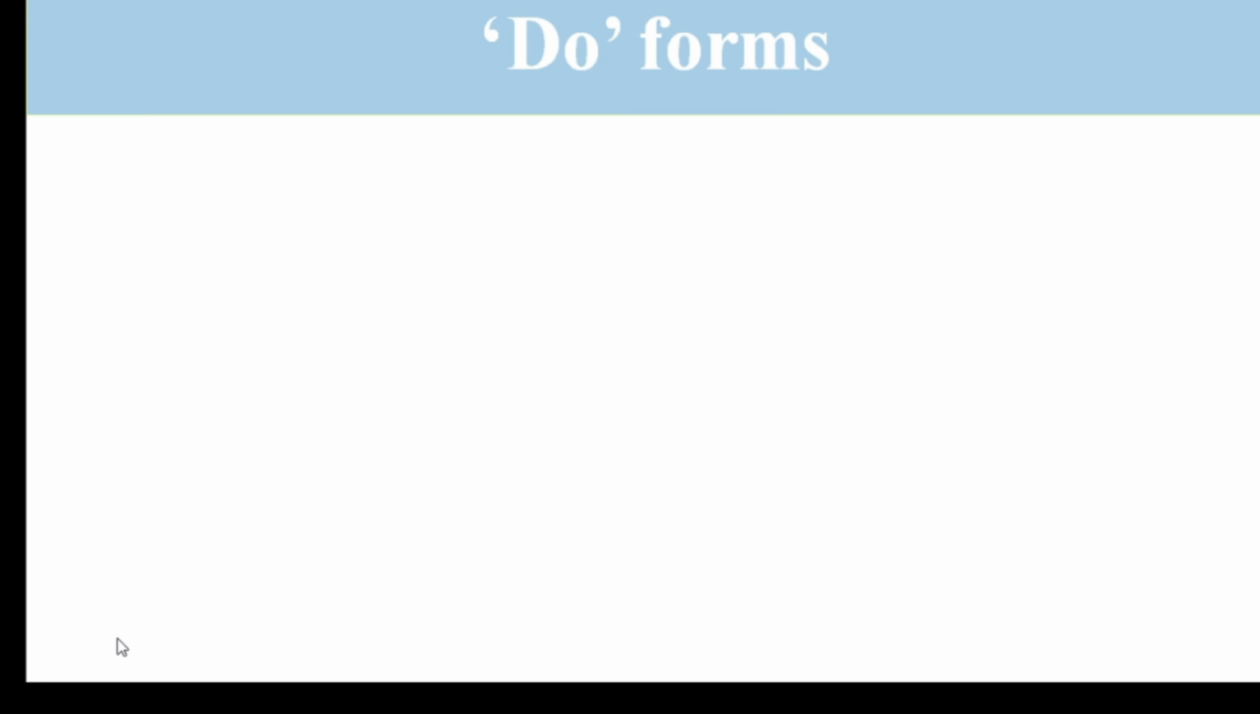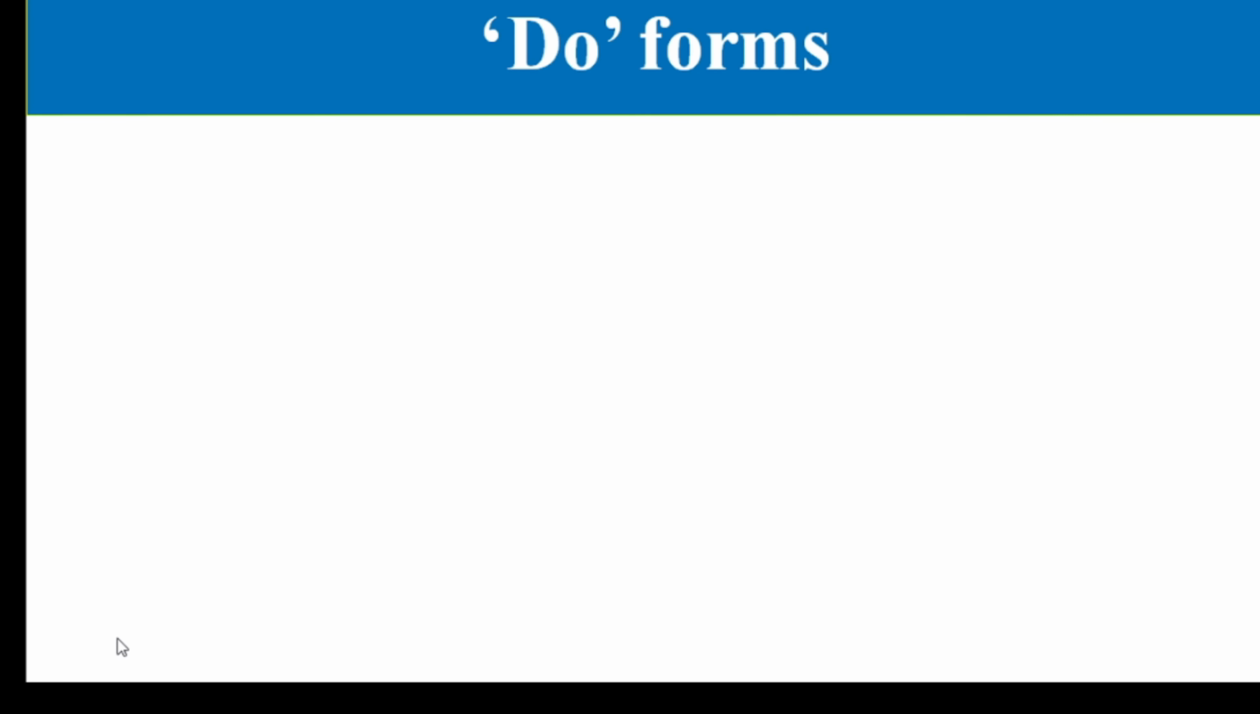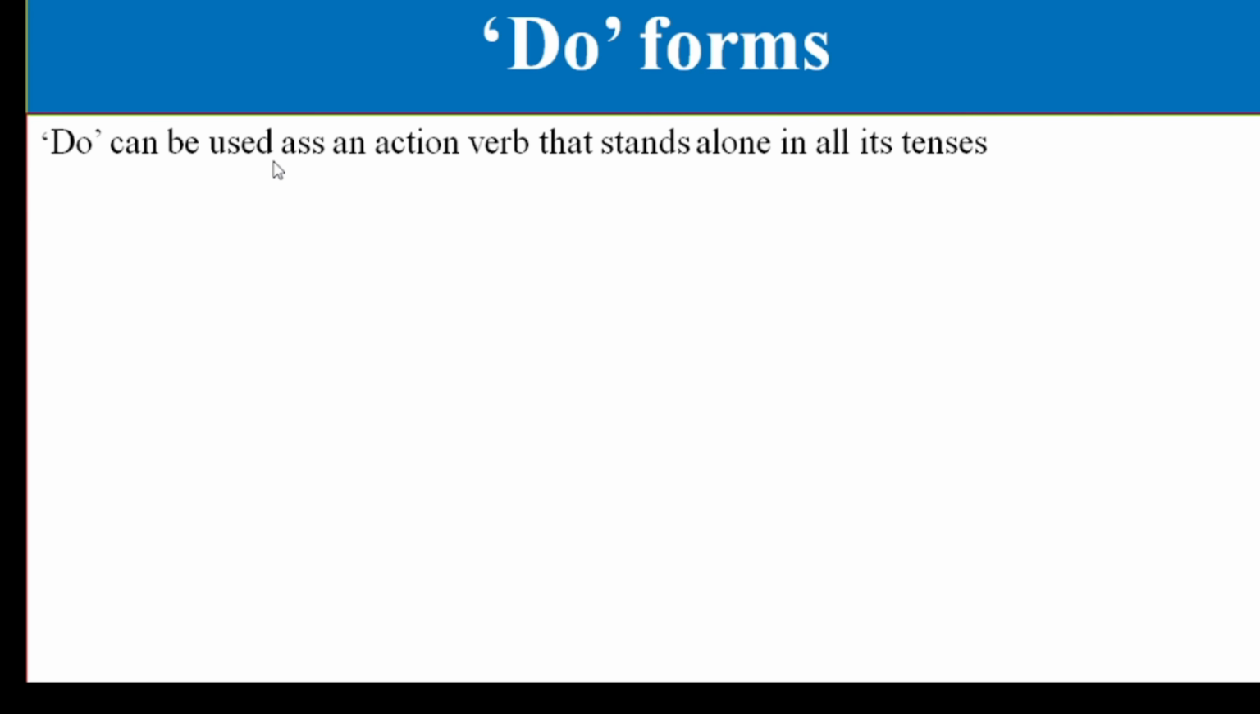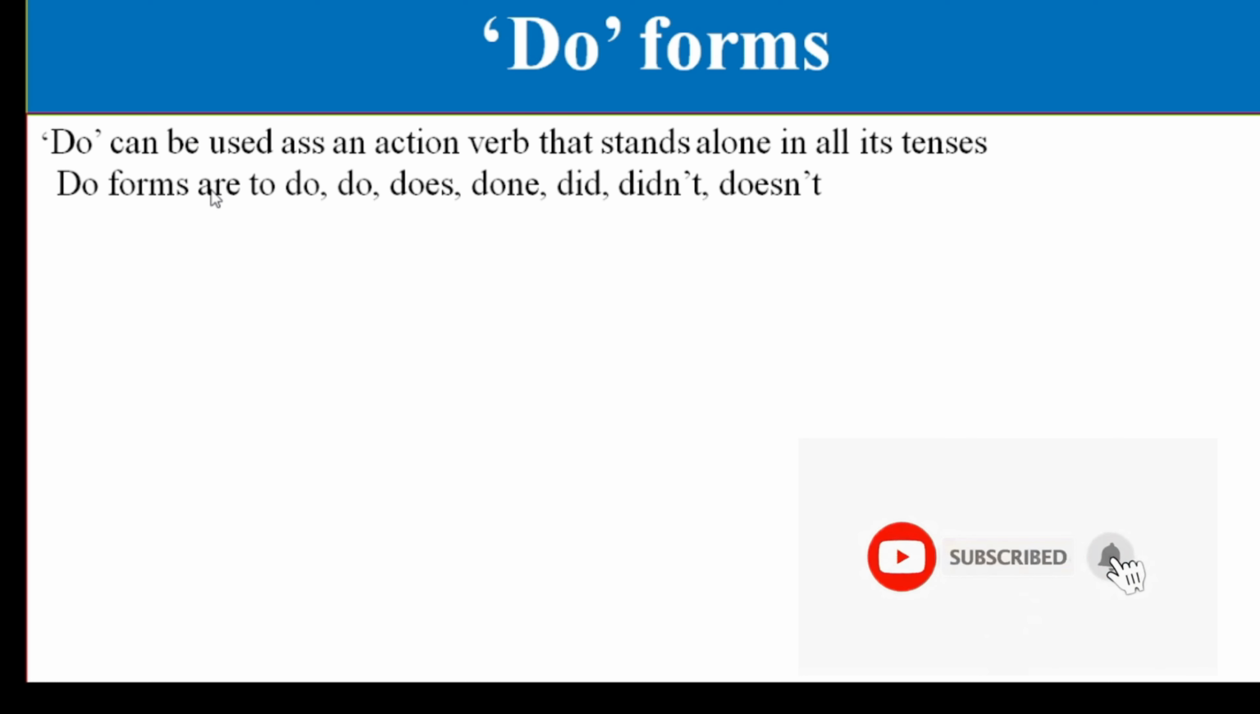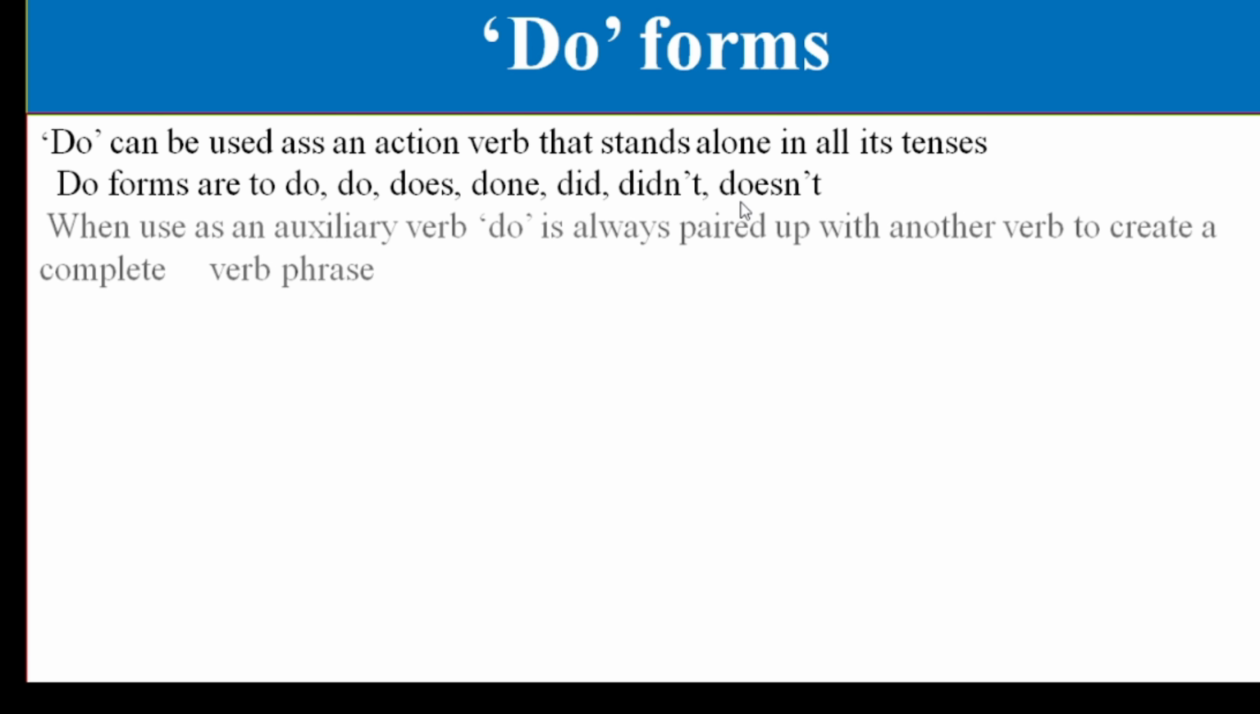Look at do forms, how the do forms are useful. So here, do can be used as an action verb that stands alone in all its tenses. The do forms are do, to do, does, done, did, didn't, doesn't. So these are called do forms. Look at how we are going to look at them.